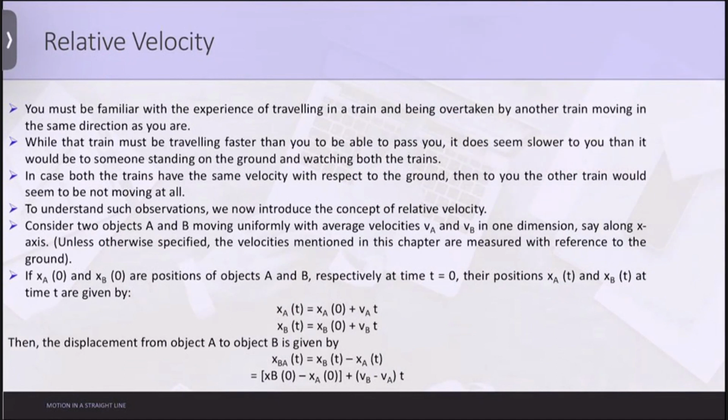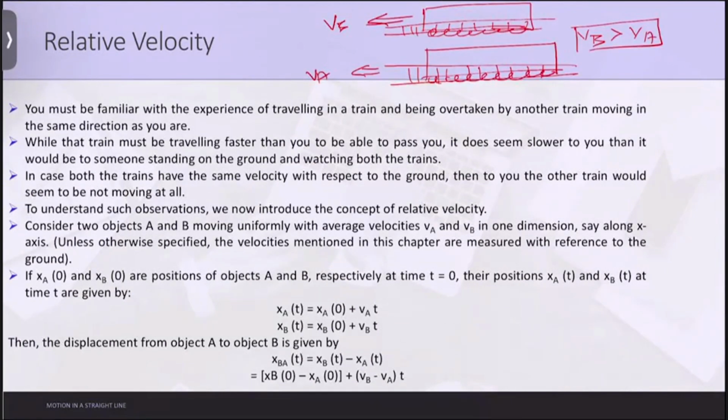You must be familiar with the experience of traveling in a train and being overtaken by another train moving in the same direction as you are. That is what is explained here. Let us say that we are in this train VA and we are being overtaken by another train. It would have been somewhere behind, and then it was moving forward, and then it reached ahead of us. While that train must be traveling faster than you to be able to pass you, it does seem slower to you than it would be to someone standing on the ground and watching both the trains.